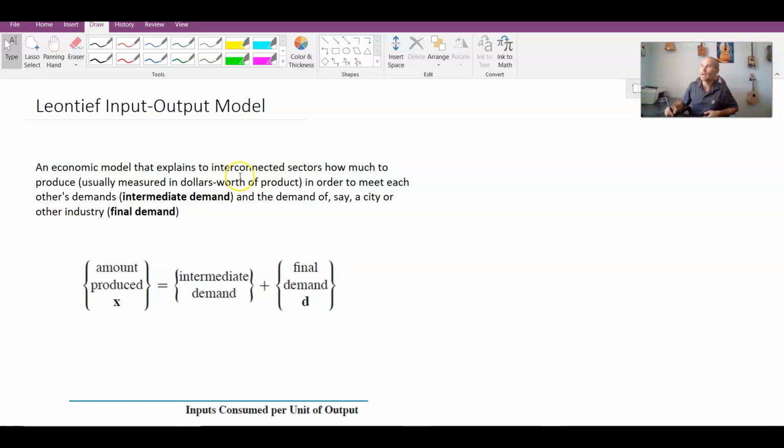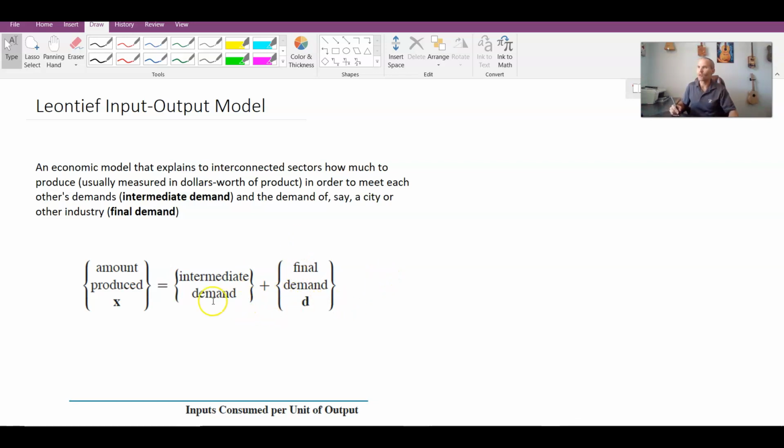What it does is it explains how interconnected sectors, maybe manufacturing, agriculture, and some sort of services, how much they should produce in order to meet each other's demands. We often refer to that as the intermediate demand, because that's not really ultimately the point of that production. The point is usually to meet some sort of final demand, which could be the demands of a city for food production and perhaps electricity and different types of services and other functions.